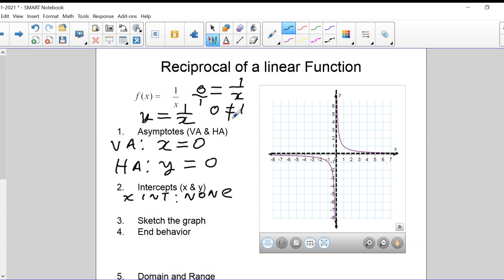So there are no x-intercepts because there's no way to get 0 if I have 1 over x. There's no way to get a 0 there at all, because if I cross multiply, I'm going to get 0 equals 1, which I can't solve. So there are no x-intercepts. And as you can see, the line is never actually touching the x-axis, right? It never actually touches it anywhere. It's moving towards it on both sides, never actually touches it. So none. How about y-intercepts?